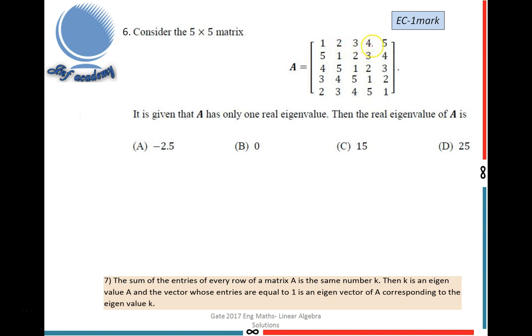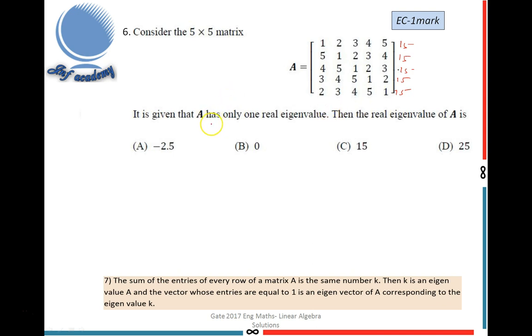Adding 1 plus 2 plus 3 plus 4 plus 5, 15. Second row, 1 plus 2 plus 3 plus 4 plus 5, 15. Again, this is also 15, 15, 15. In this matrix, I got the sum of the entries of every row is the same number 15. So immediately I can say 15 is an eigenvalue of that matrix A.